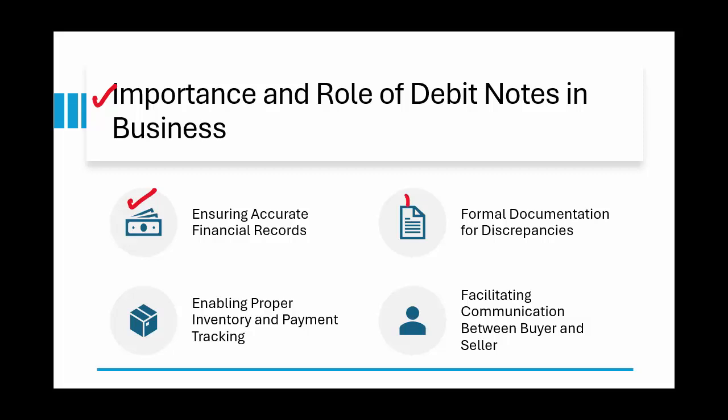Formal documentation for discrepancies. When there's an issue with an invoice, such as damaged goods or incorrect charges, a debit note provides formal documentation of the discrepancy. This can be crucial for avoiding disputes later, as it provides a clear record of what was requested and why.